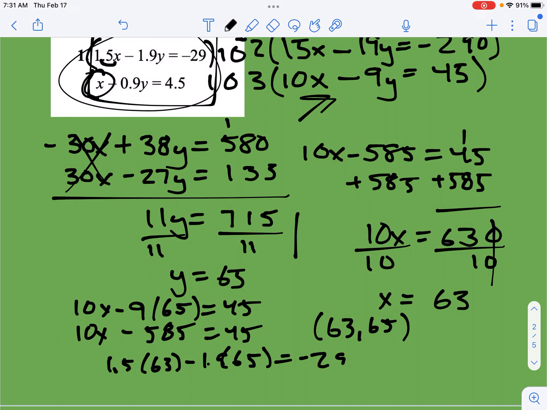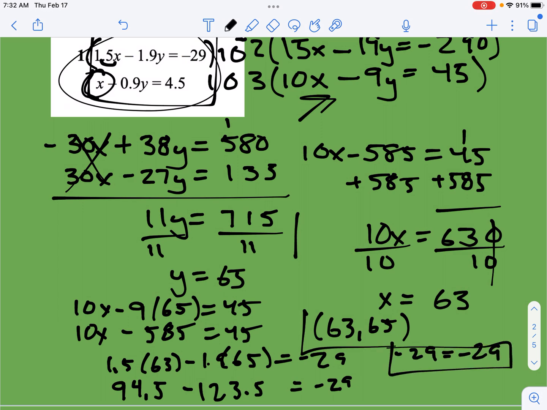So let's multiply, and hopefully all my decimals are going to go away. We'll get close at least. 94.5 minus. So I hope I have a 0.5 on this other one, or Houston, we have a problem. But I do. Minus 123.5. Right? So if I do 123.5 minus 94.5 and then make my result negative, I do, in fact, get negative 29 on the left side. So works out. This is my solution.